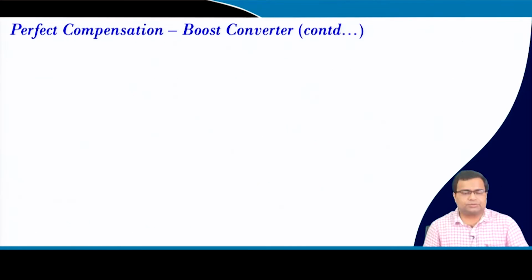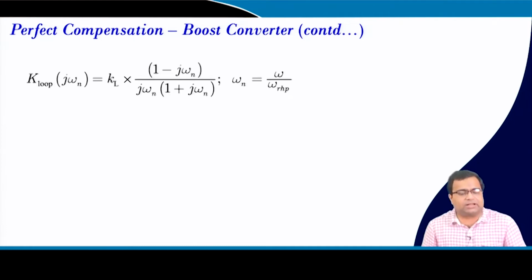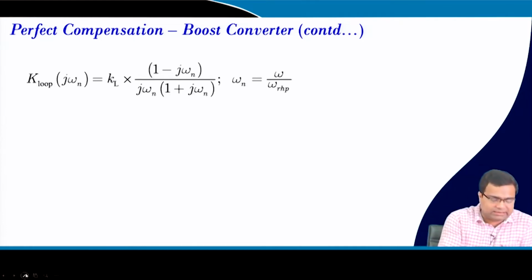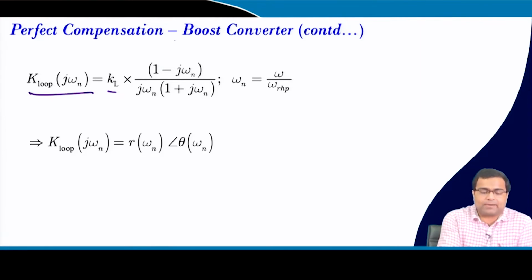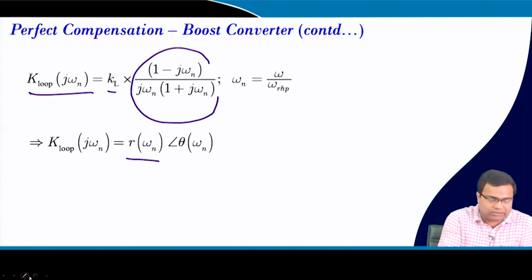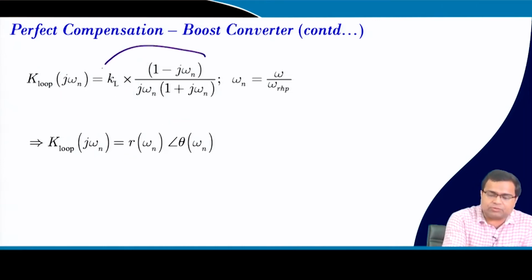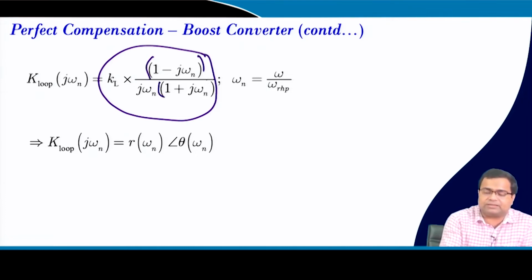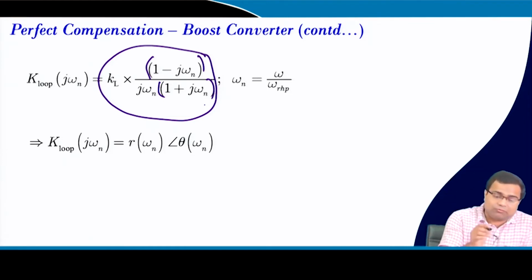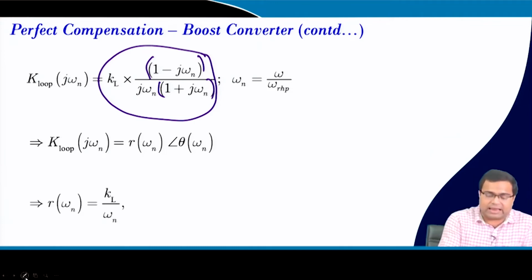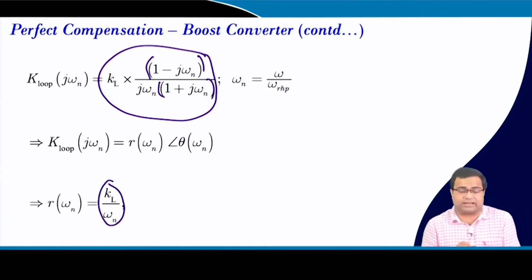Okay. Now, under perfect compensation, for our K loop, we have already written this expression, j omega n, K_L, 1 by this term. If you obtain it in terms of polar form, that means if you take this whole thing, you will see the magnitude of this and the magnitude of this are the same. So, they will cancel each other in terms of magnitude. So, the overall magnitude will be K_L by omega n. This is clear, this can be derived.